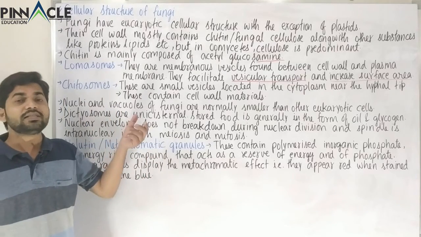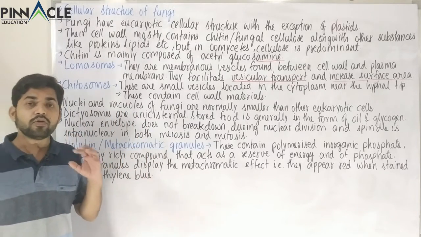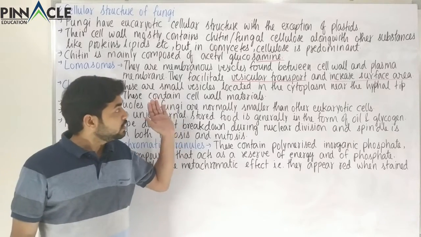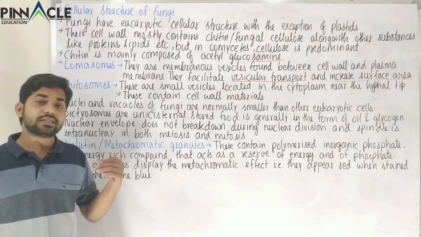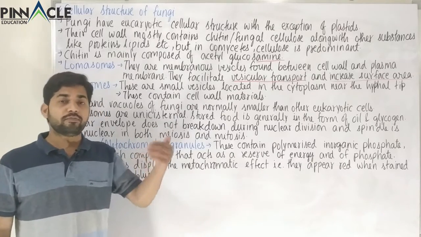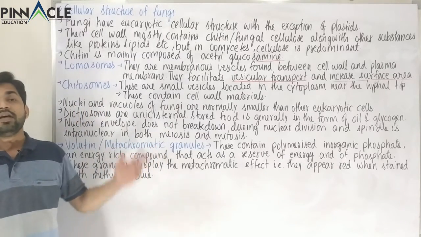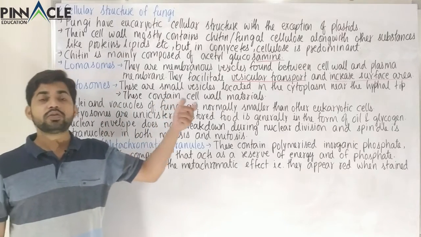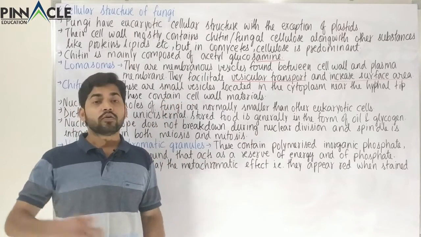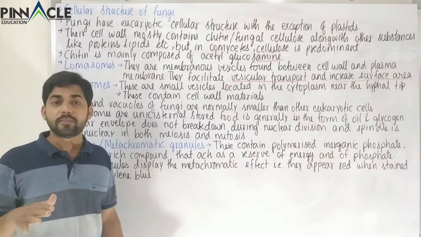So these vesicles are mainly transport sacs. So these help in vesicular transport. It could be from the cell towards the cell wall, or from any part to the other part. So this is the function of lomosomes, and these also increase surface area, which could be for excretion or absorption.